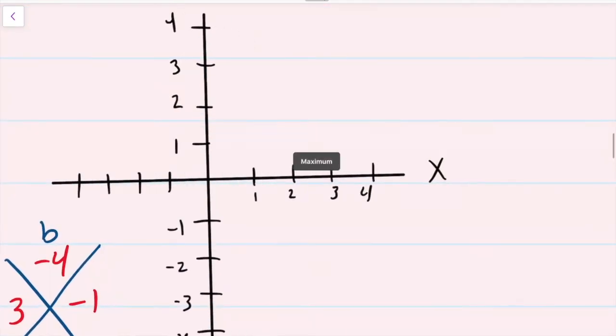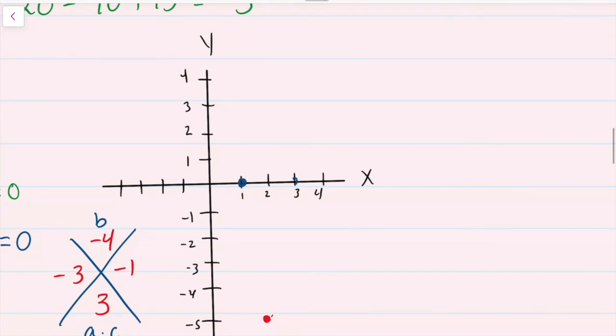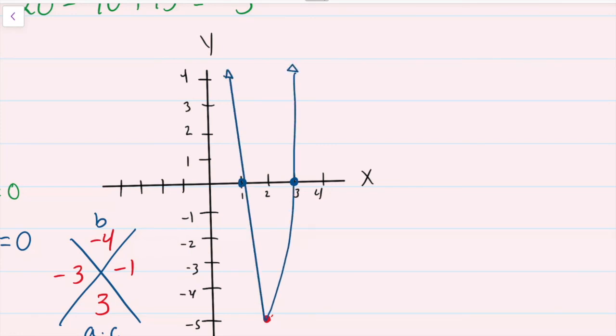So that's when it's crossing the x-axis: at 1 and at 3. So we know for a fact our parabola goes up, it crosses through those points, and we are good to go with this graph.